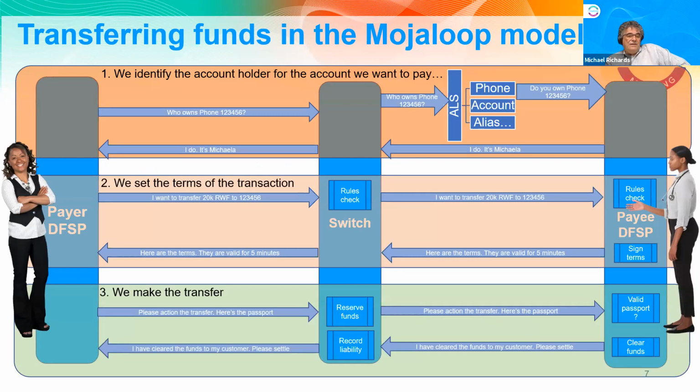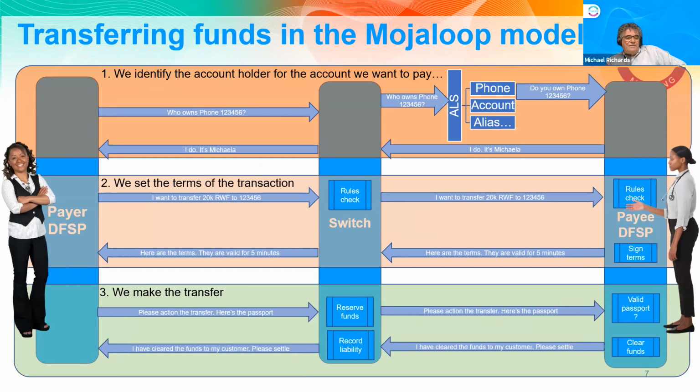In the first phase, we identify the account holder for the account we want to pay. So one of the things that we say in Mojaloop is you shouldn't need to know who owns an account, a merchant's account or whatever, in order to pay that merchant's bill. You just need to know something about the merchant. It might be a merchant ID, it might be a phone number for a small merchant, some kind of identifier, but you shouldn't need to know who owns the account.